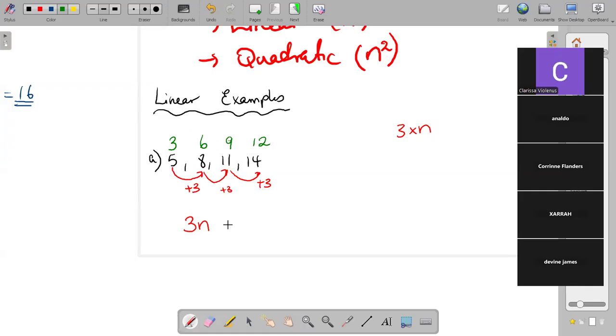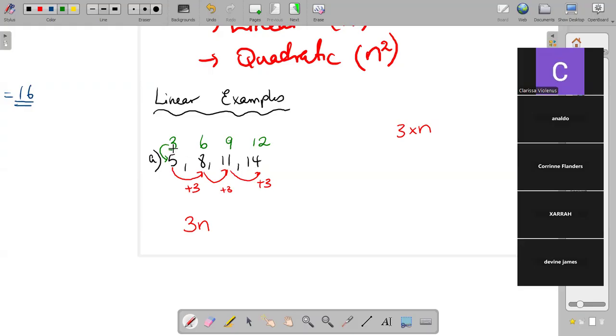These numbers represent the base of our formula. Now, to finish the formula, we need to see what needs to happen to go from the top number to the bottom number. Because 3n is not the formula, because when I get 3, 6, 9, that's not the numbers they give me. What numbers they gave us? They gave us 5, 8, 11, 14.